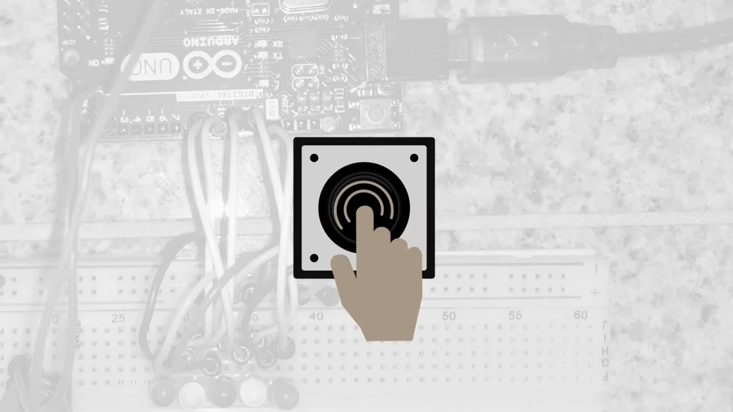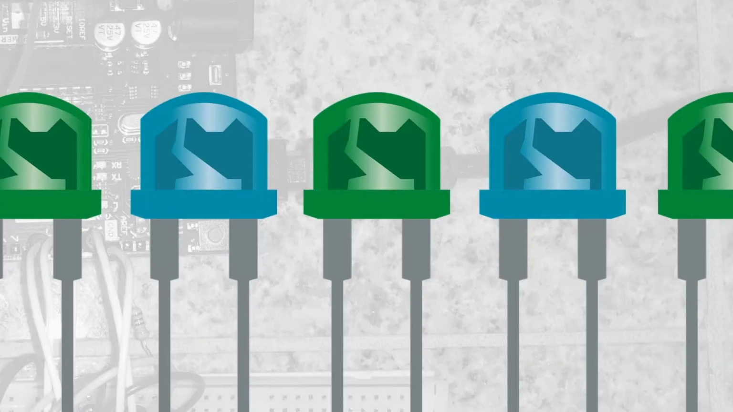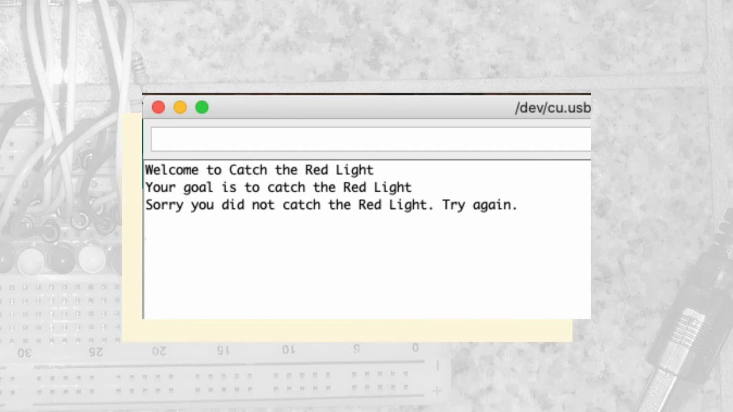When the player presses the push button while the other colored LEDs are lit up, the serial monitor will read, "Sorry, you did not catch the red light. Try again," prompting the end of the game and signaling the start of a new round.